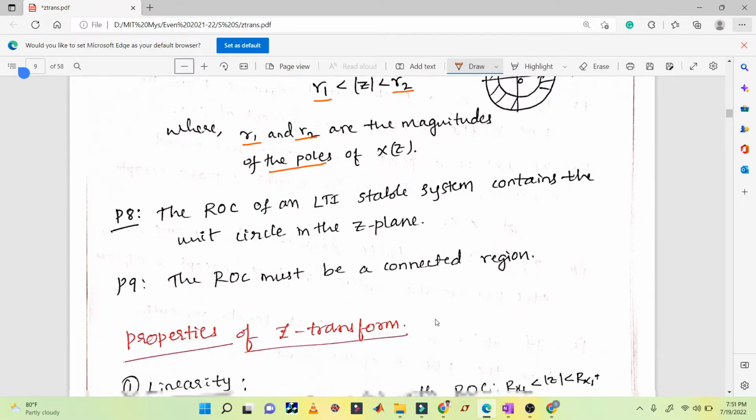Next property number 8. The ROC of an LTI stable system contains the unit circle in the Z plane. So these two properties are very important. Last two properties, this we have not discussed. Property 8 is the ROC of an LTI stable system. LTI means linear, time invariant and stable. So the system which possesses all these properties, that kind of system contains the unit circle in the Z plane.